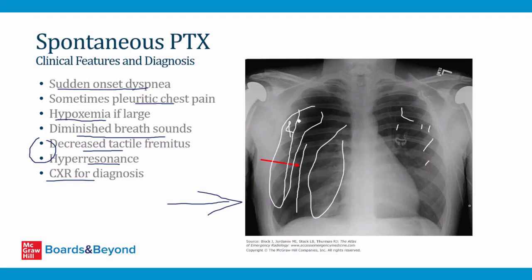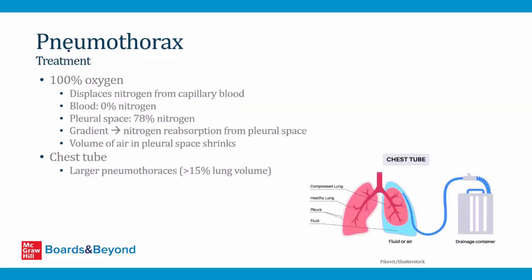Search up on Google a couple of x-rays of spontaneous pneumothorax, and you'll get used to recognizing these. Once you know what to look for, they're fairly easy to identify. Let's talk about the treatment for pneumothorax.